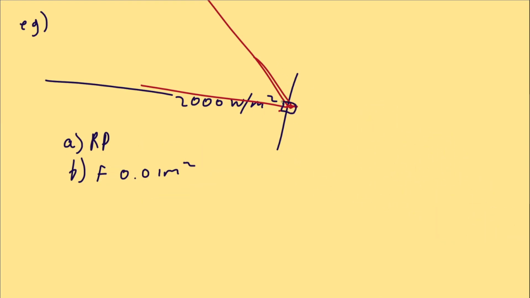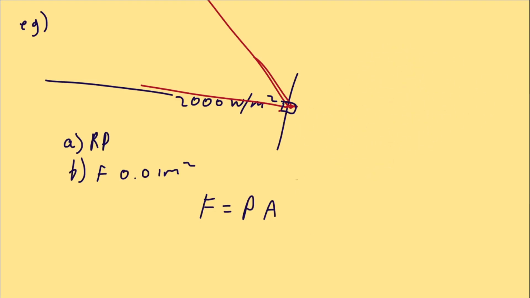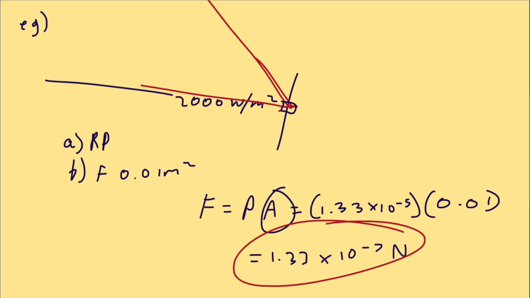This is a very small spot to hit. Force is equal to pressure times area, taken from the pressure formula but rearranged. This is equal to pressure, which we just found as 1.33 times 10 to the power of negative 5, multiplied by the area, which is 0.01, giving us an answer of 1.33 times 10 to the power of negative 7 newtons. This is a tiny force, but it's very real and it's there.